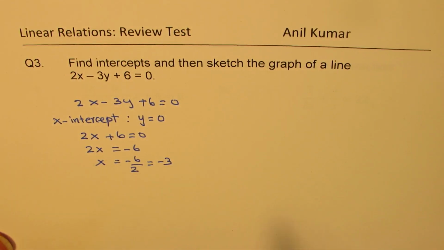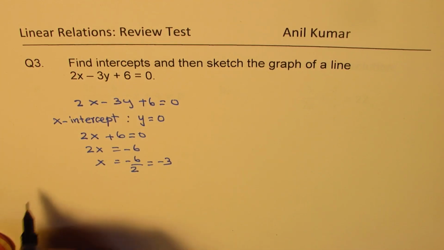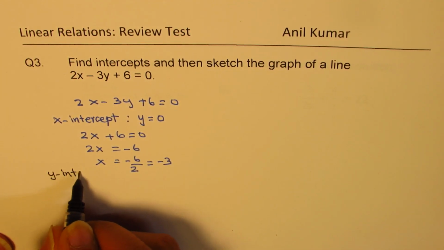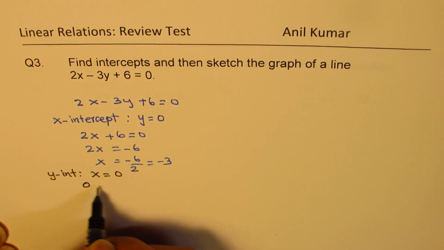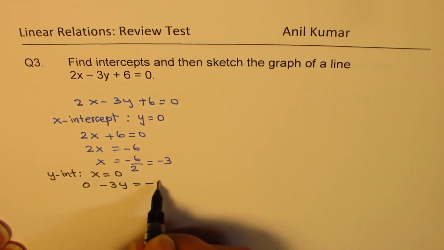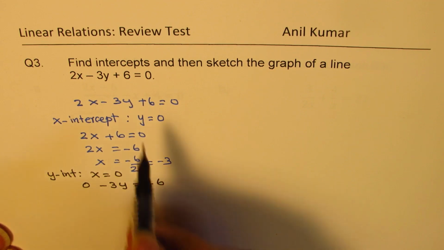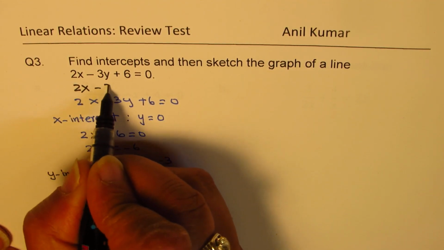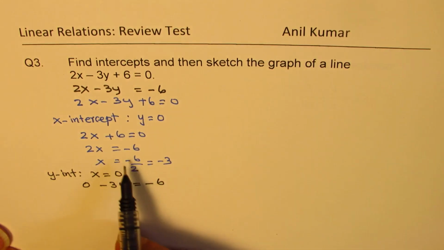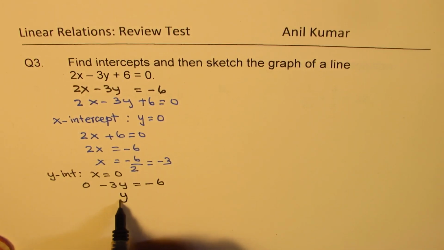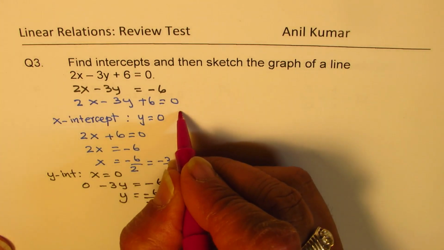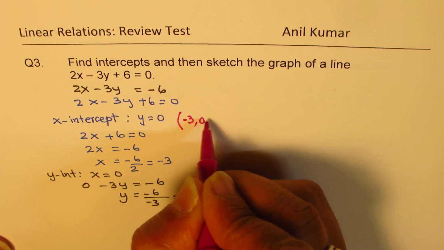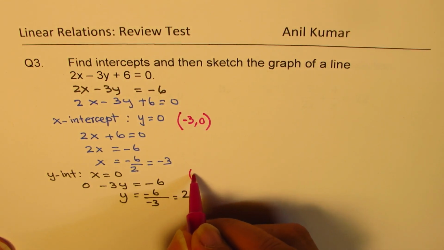Perfect. And now, let us also find what is y-intercept. For y-intercept, x will be equal to 0, right? So we'll substitute x equals to 0 here. So we get 0 minus 3y equals to minus 6. I'm taking 6 to the right side, correct? It's a good practice to even write this as 2x minus 3y equals to minus 6, right? So we save one step. Now, y will be equals to minus 6 divided by minus 3, which is plus 2. So we get x and y intercepts. X-intercept which we got is (minus 3, 0), and the y-intercept which we got was (0, 2).